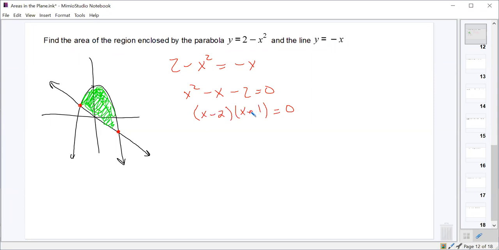x minus 2, x plus 1. So x is 2 and x is -1. So we know that here is -1, here is +2. We now know exactly what our limits of integration should be. We're going to integrate from -1 to 2. And we have to take the upper function minus the lower function. We don't need to worry about the fact that part of the region is below the x-axis. That's not a big deal because it's a region between two functions. So which one is the upper function?